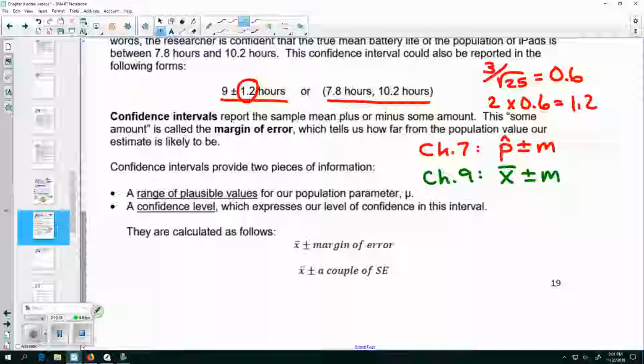These confidence intervals provide two pieces of information. One, they give you a range of plausible values for your population parameter, mu. Plausible means it would make sense that it's something in there. It wouldn't be surprising. And two, the confidence level, which expresses our level of confidence in this interval. So they're calculated as follows: x bar plus or minus that margin of error, like we mentioned here. Keep in mind that a margin of error is just a couple of standard errors, and how many standard errors you use is going to affect the width of your interval. The more confident you want to be, the more standard errors you're going to use.